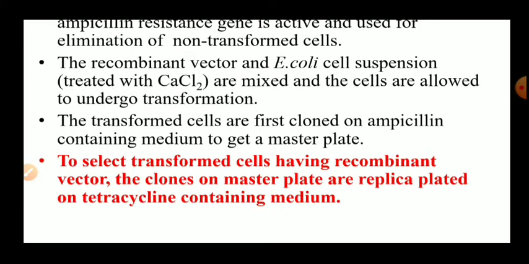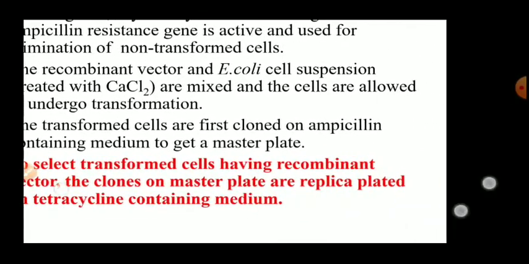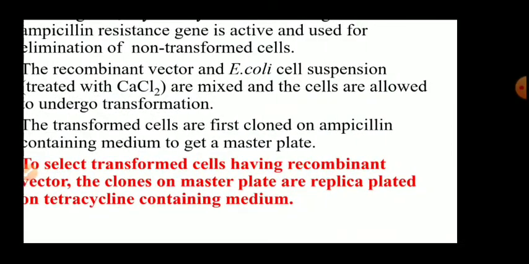For that purpose, first we grow the cells in ampicillin containing medium. Why? Because the ampicillin resistance gene is present in the vector. Any bacterial cell having the vector will grow on ampicillin containing medium. If your cell is not transformed, it does not contain any plasmid, then the cells will not grow. So to eliminate non-transformed cells, we first grow the cells on ampicillin containing medium, and that plate is called a master plate.